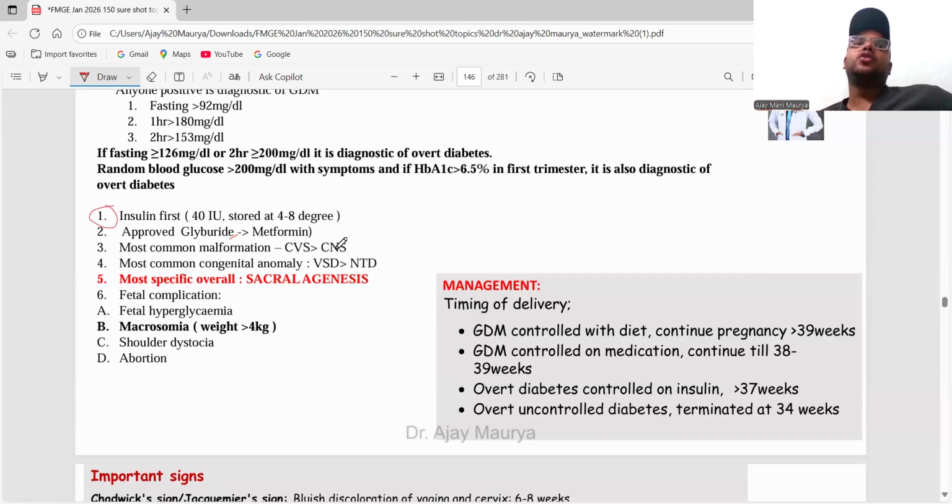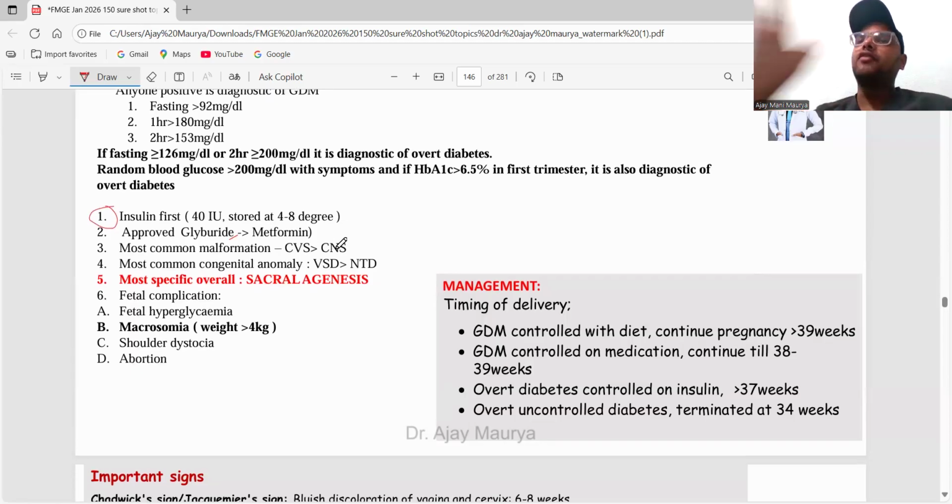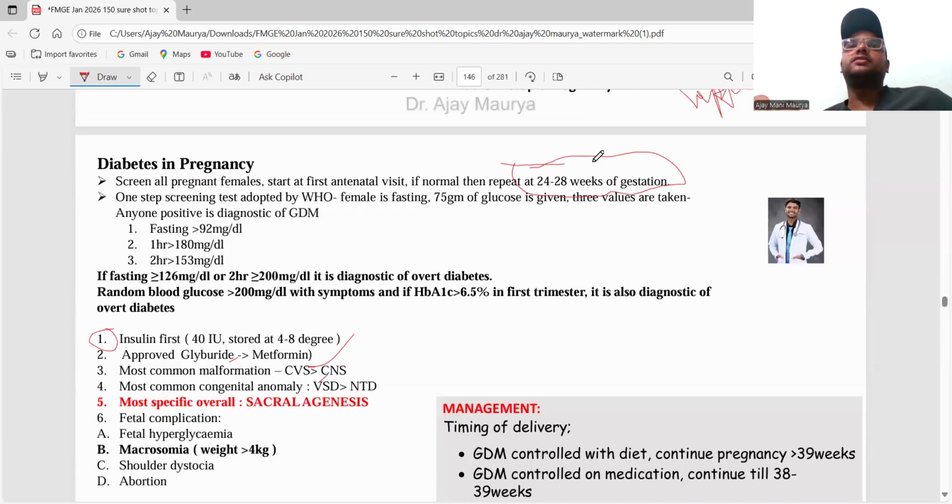Okay? Next one. What is the most common malformation? It is CVS. Most common malformation is the CVS. Most common congenital anomaly, CVS. Okay, now remember my questions here. Remember carefully how they are going to ask the questions. First of all, this one done now.